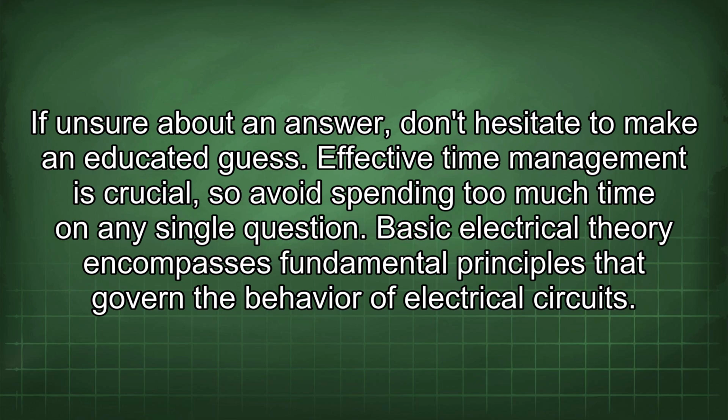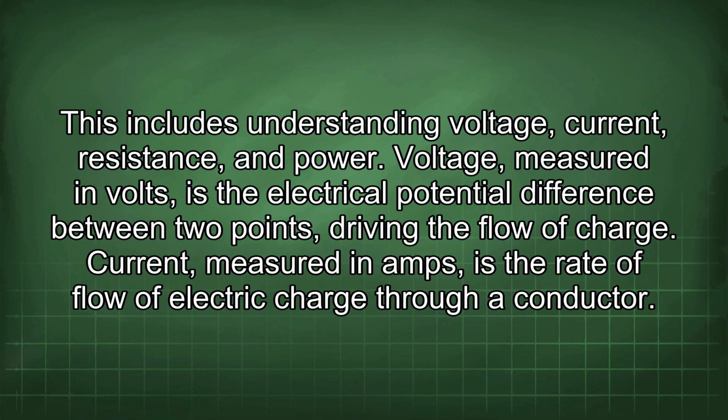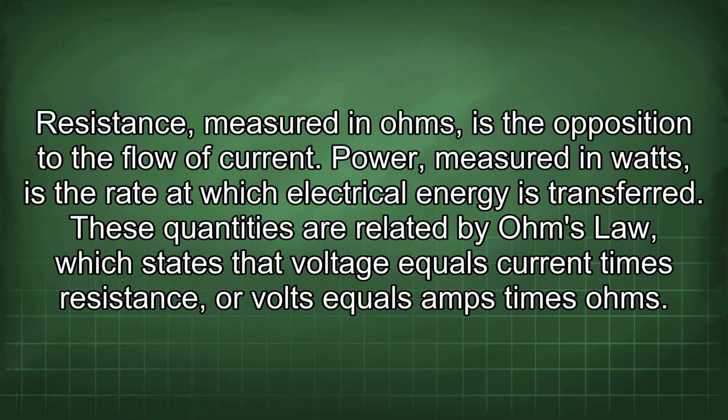Basic electrical theory encompasses fundamental principles that govern the behavior of electrical circuits. This includes understanding voltage, current, resistance, and power. Voltage, measured in volts, is the electrical potential difference between 2 points driving the flow of charge. Current, measured in amps, is the rate of flow of electric charge through a conductor. Resistance, measured in ohms, is the opposition to the flow of current. Power, measured in watts, is the rate at which electrical energy is transferred.